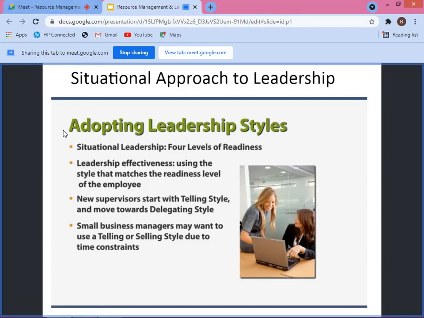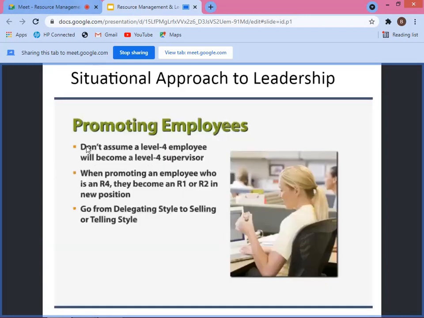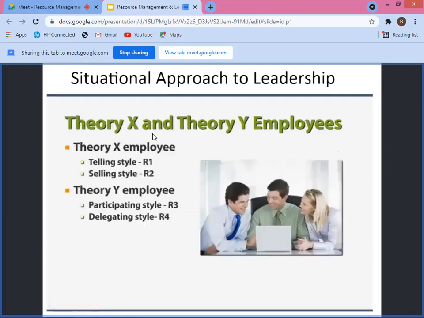Okay? Understood? Promoting employees: don't assume a level 4 employee will become a level 4 supervisor. When an R4 employee is promoted, they become R1 or R2 in the new position, going from delegating style to selling or telling style. Theory X and theory Y employees, you know already what they are, right? For theory X: telling style R1, selling style R2. For theory Y employees: participating style R3 or delegating style R4.